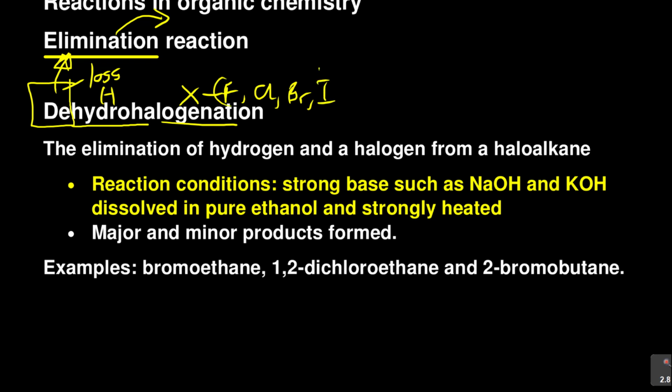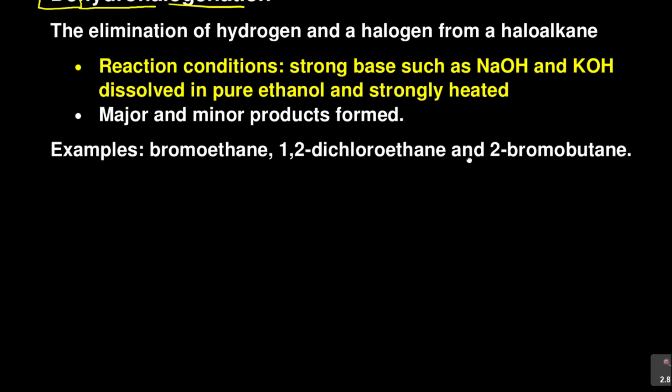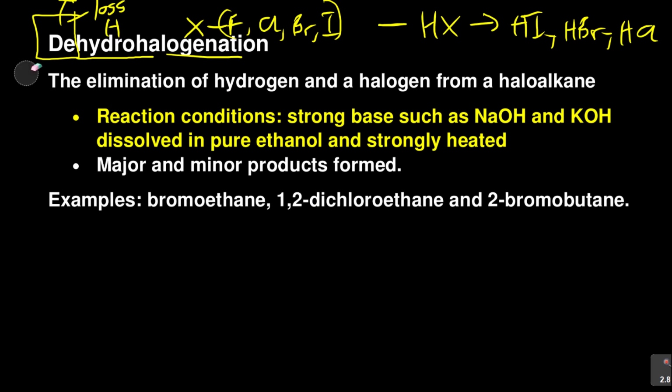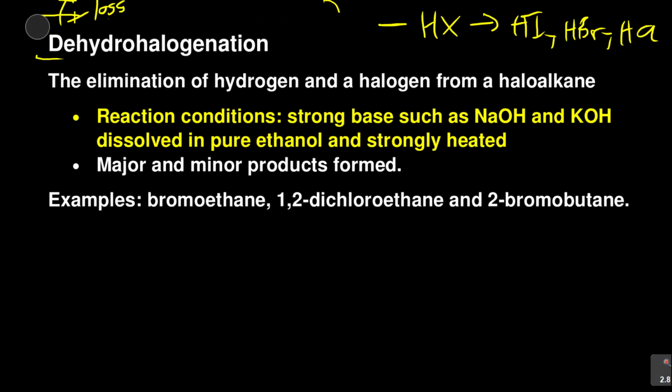Remember that. So dehydrohalogenation is minus HX in a way, meaning we are losing maybe hydrogen iodide, HBr or HCl. That's what it means. So in this dehydrohalogenation, they are saying it is the elimination of hydrogen and halogen from a haloalkane.